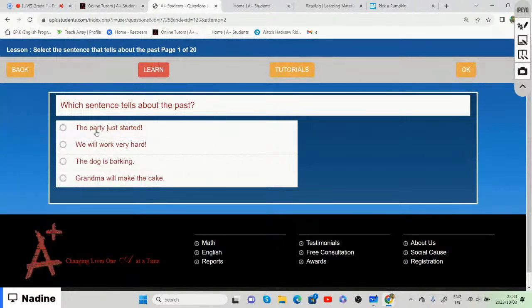So the party just started. We will work very hard. The dog is barking. Or grandma will make the cake. We need to choose one of these four sentences that tells us about the past. It tells us about something that happened already.